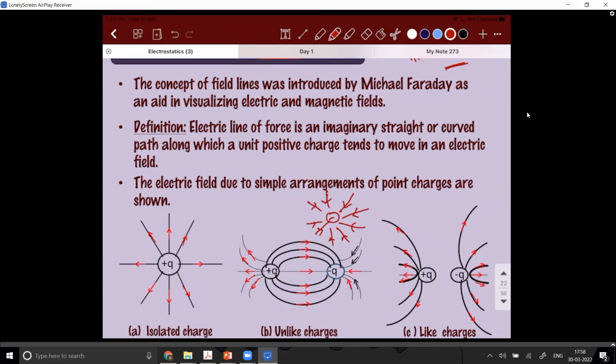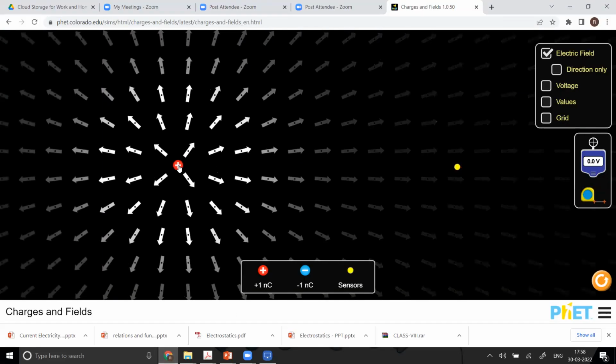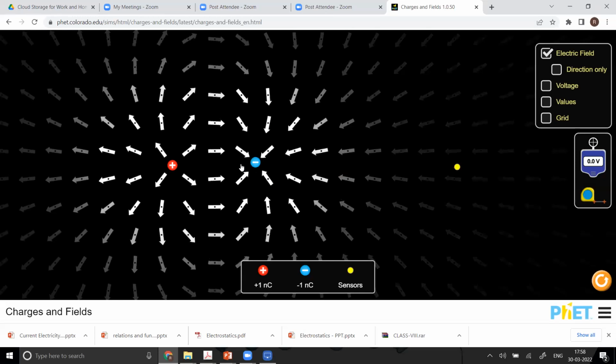Now, next, what do we have? We have a system of unlike charges. So when I have a system of unlike charges, see, this is where the positive charge is. I'm bringing a negative charge. Look at the way they are oriented. Are you able to understand? So what is happening here is electric field is always away from positive charge and towards negative charge.